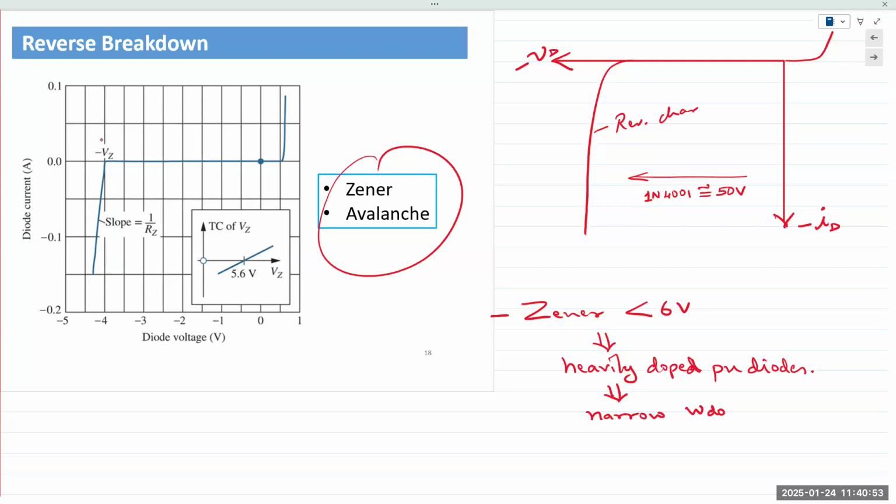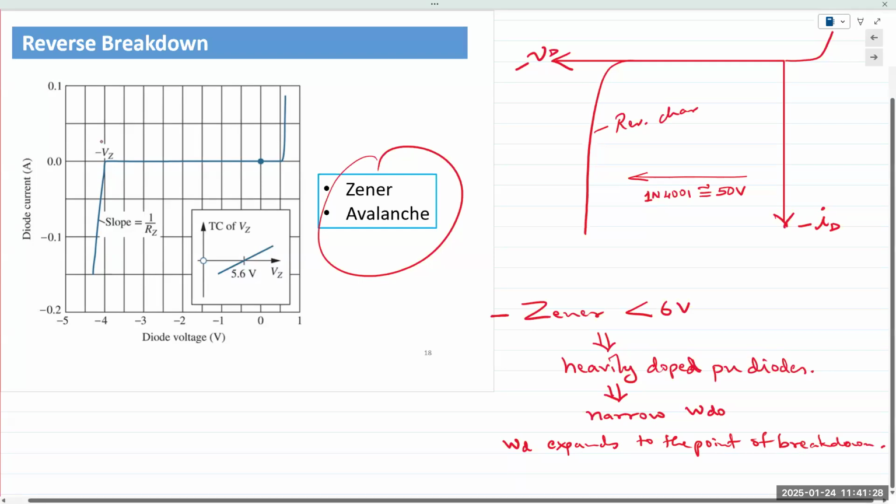So the question being asked is, doesn't the PN junction, doesn't the depletion region expand? The answer is yes, it does expand, but it only expands up to a point, up to the point of breakdown, which is where designing of the Zener diodes comes into the picture. So it's an excellent question. It expands to the point of breakdown.